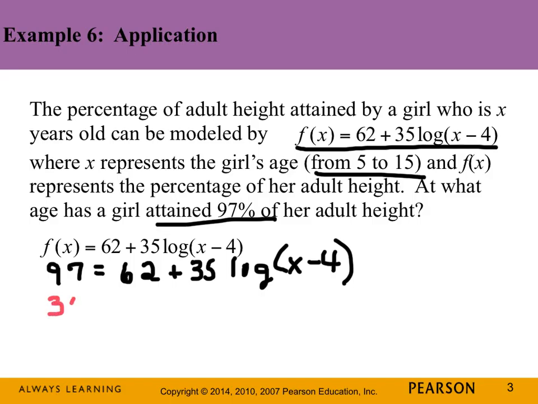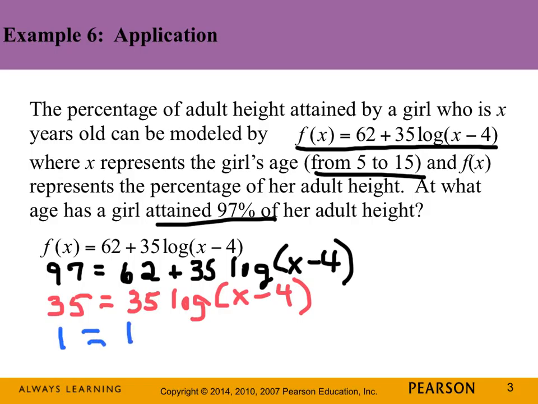Okay, subtract 62 from both sides. Then we'll have 35 equals 35 log of x minus 4. Now divide both sides by 35. 1 equals the log of x minus 4. Or I can write that as the log of x minus 4 equals 1.